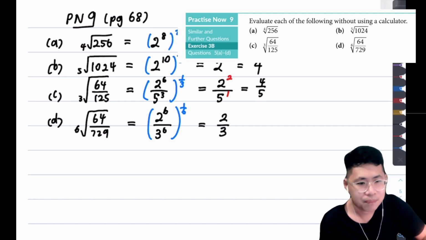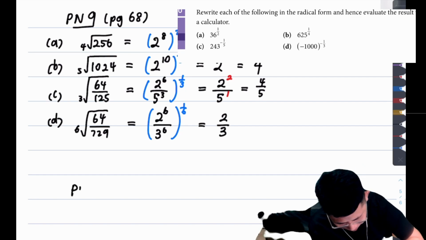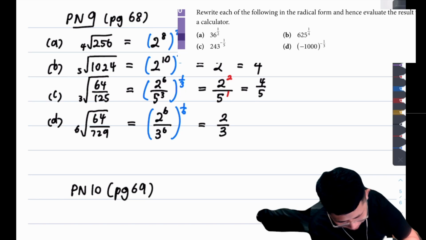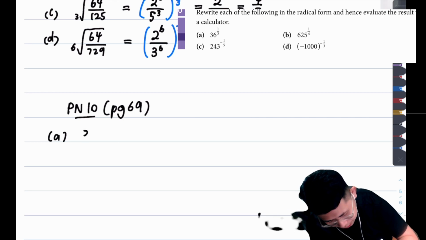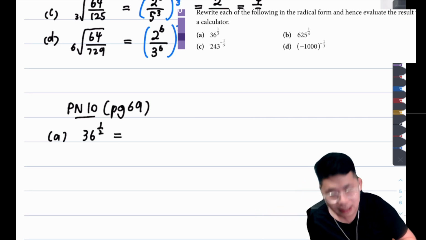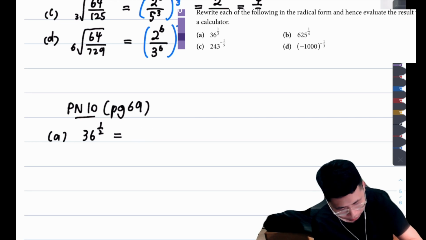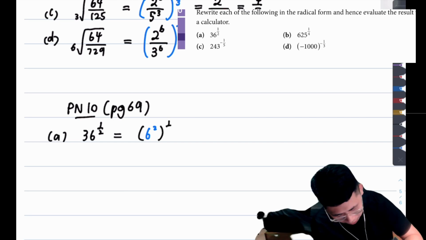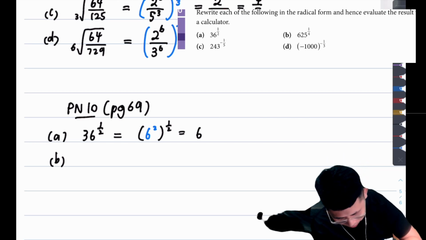Okay, next, let's take a look now at practice 10 on the next page, and we continue to evaluate some of these figures over here. So 36 to the power of half, we can recognize that 36 is actually 6 squared. We just write 36 as 6 squared, and 6 squared to the power of half is just 6. Next, we have 625 to the power of a quarter.